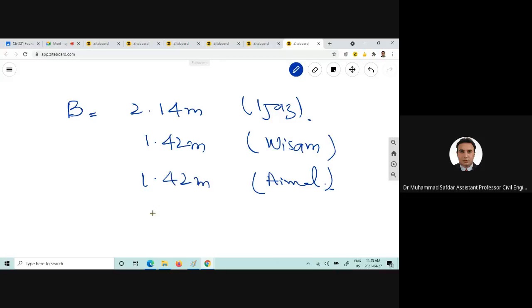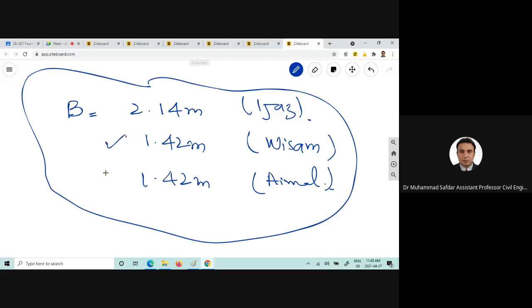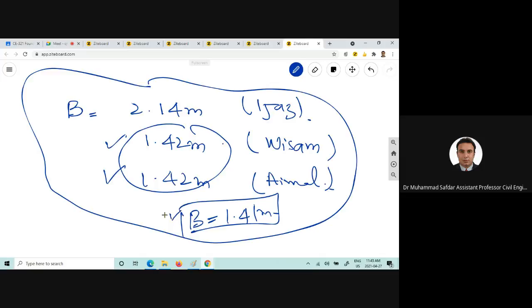Any other value, please. Okay, we will go with the two readings which are the same, and that is 1.41 with me, 1.41 meter, but it's perfectly acceptable with the 1.42, if you came up with this answer.